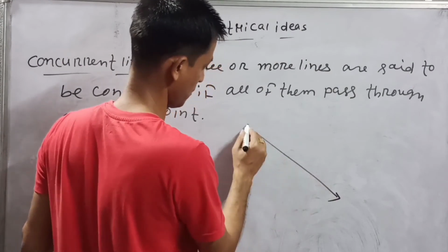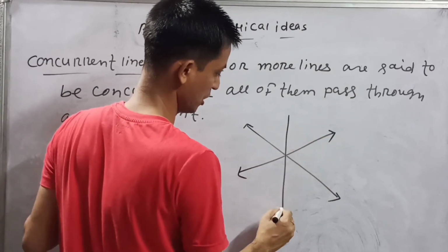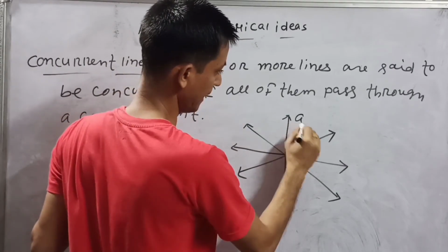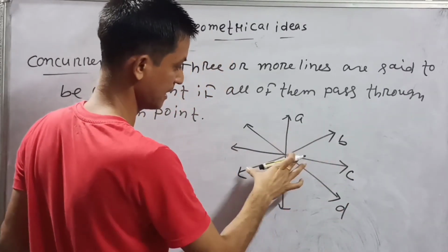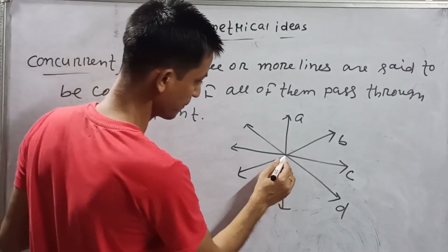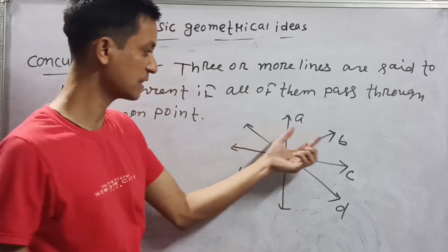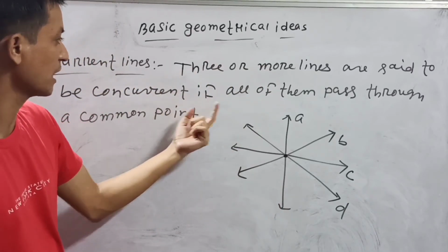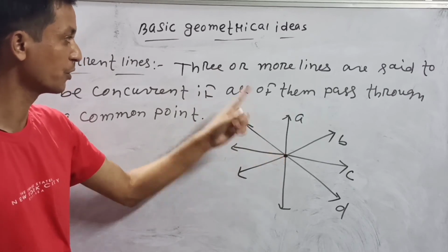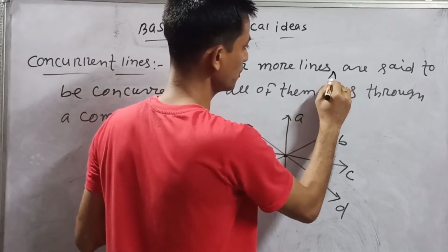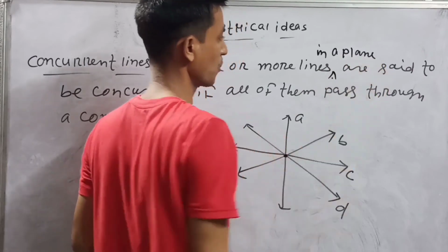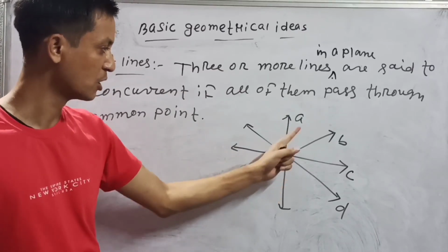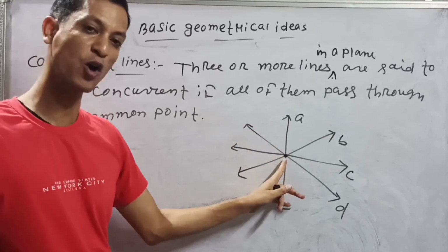So here you have 4 lines, you can say A, B, C, D. So this is A, this is B, this is C, this is D. All these lines A, B, C, D are called concurrent. Three or more lines in a plane are said to be concurrent if all of them pass through a common point, and this is the common point. A, B, C, D are concurrent lines, and this is the point of concurrence.